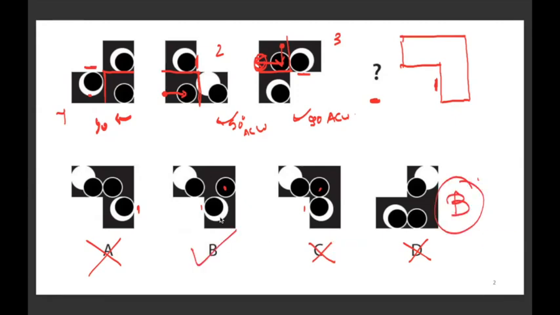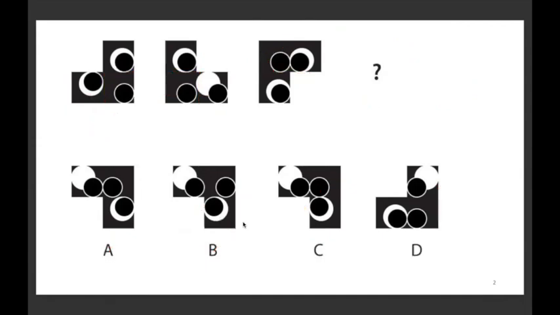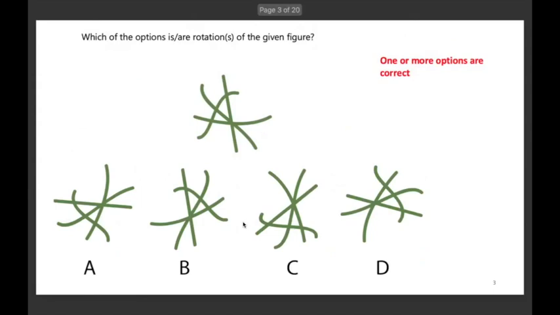Okay. We'll move to the next one. Which of the options is or are rotations of the given figure? We have to identify its rotation. Which of these options is or are the rotation of this figure? One or more option is correct.